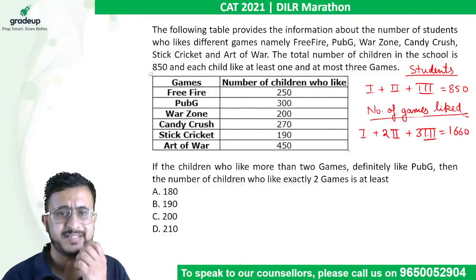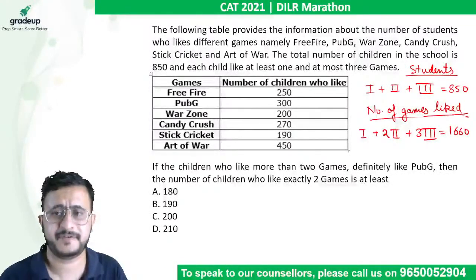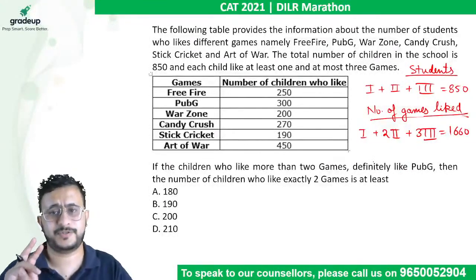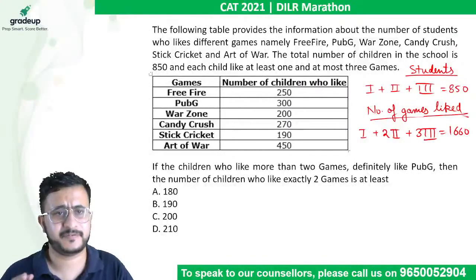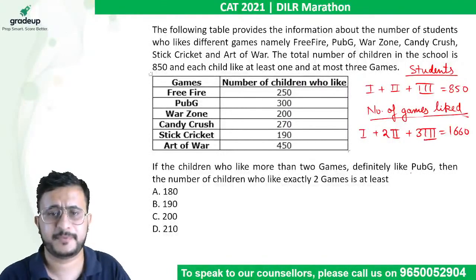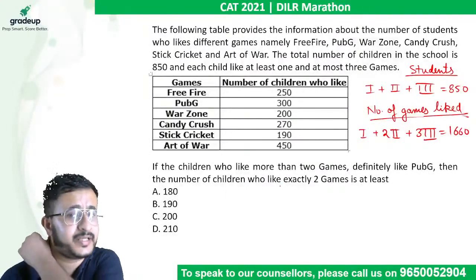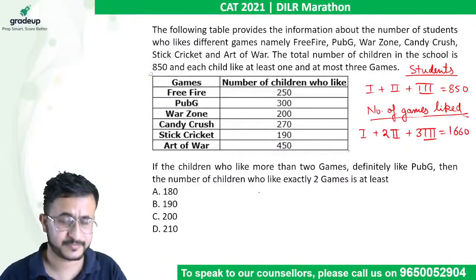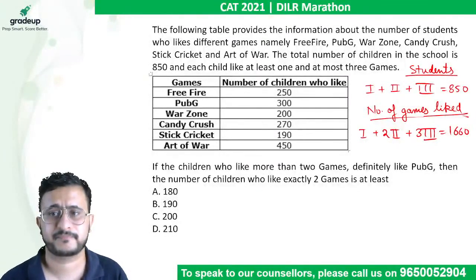Okay, so it says that the children who like more than 2 games definitely like PUBG. So if a person is liking 3 games, they like PUBG, right? If the people who like 3 games like PUBG, then you have to find the number of children who like exactly 2 games is at least. So what do you get from this? How will you do this?